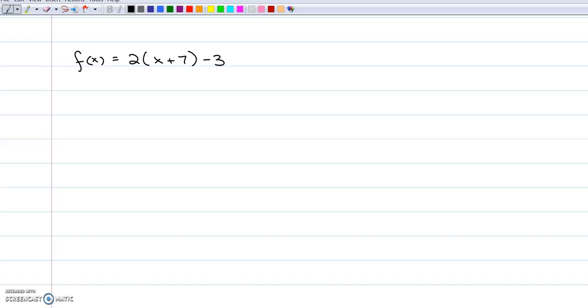This particular function is a straight line, and it can be represented not only by this formula, but also as a t-chart. This particular t-chart would start with a -7 and a -3. Why -7? Because you have to cancel out the parentheses.